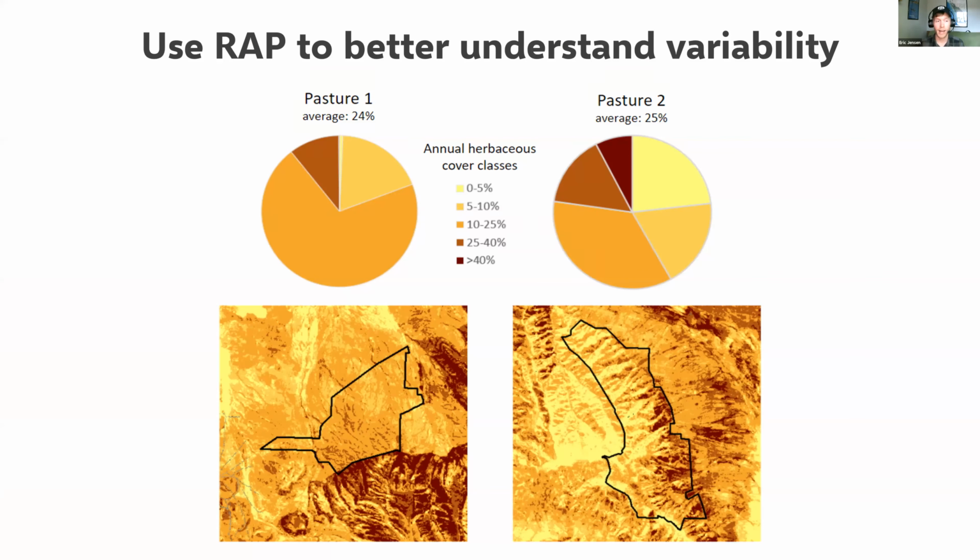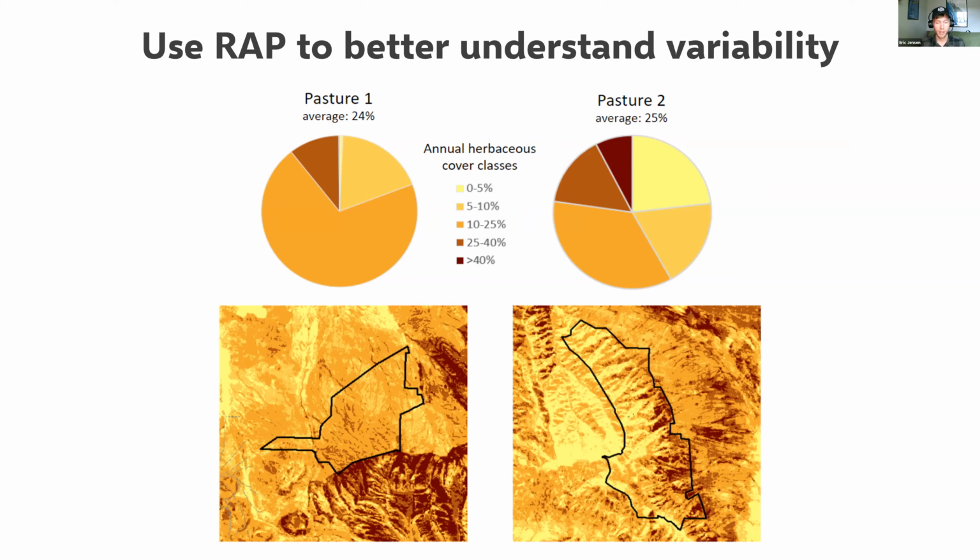So what do I mean by that? So in the past, on your screen, you see maps and pie charts of two different pastures depicting annual herbaceous vegetation. You can think of this as essentially a cheatgrass or invasive annual grass layer in this context. And on its face, you might look at the two numbers depicted at the top and say, well, they both have about 25% average cover across these pastures.